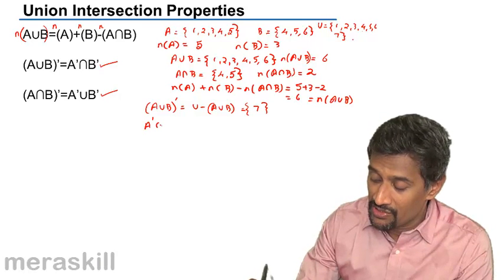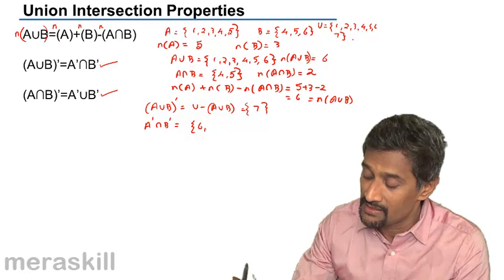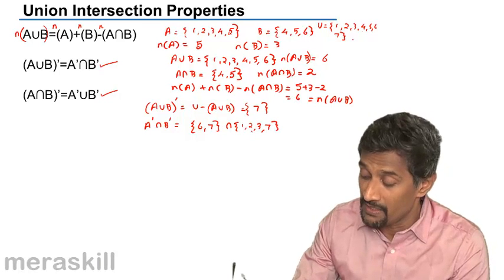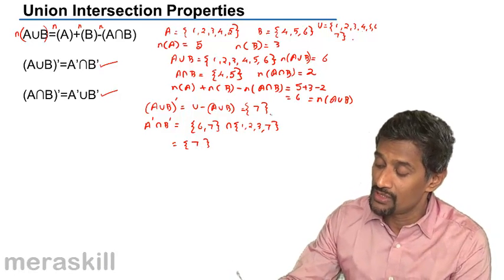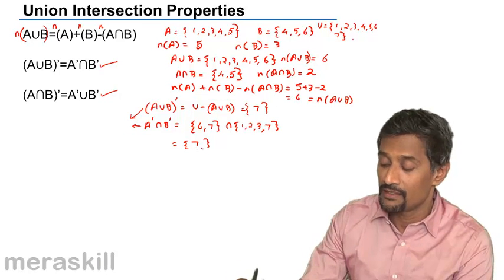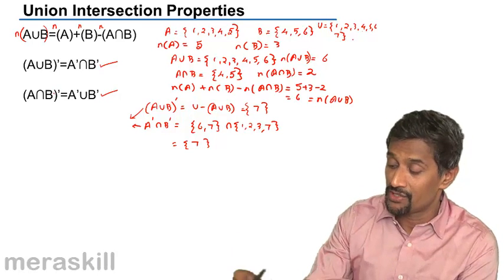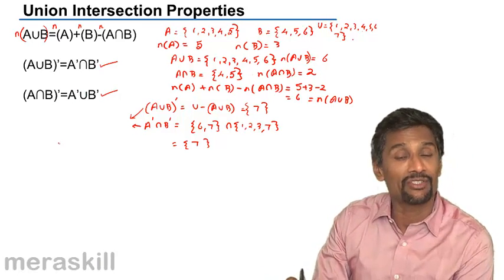And A dash intersection B dash, A dash is nothing but 6, 7, intersection 1, 2, 3 and 7. So B dash is going to be U minus B, which is 1, 2, 3, 7. The intersection of these two is nothing but 7. So you see that A union B dash and A dash intersection B dash are both equal. Much the same way, suppose you find A intersection B dash, that is 1, 2, 3, 6 and 7, will be the same as A dash union B dash.